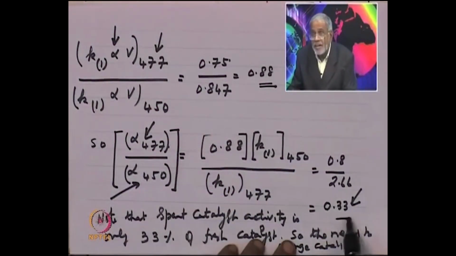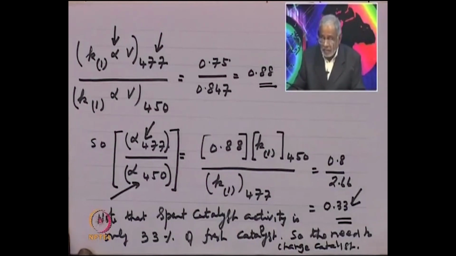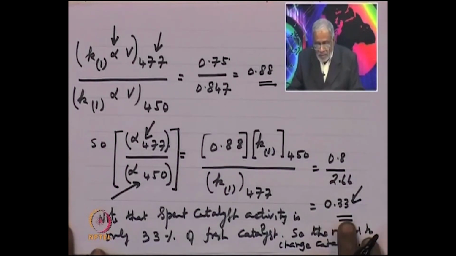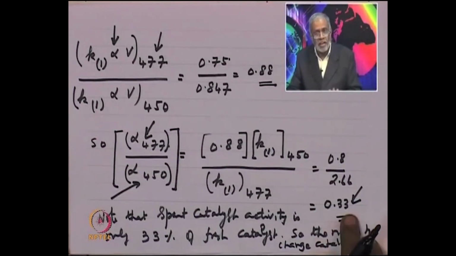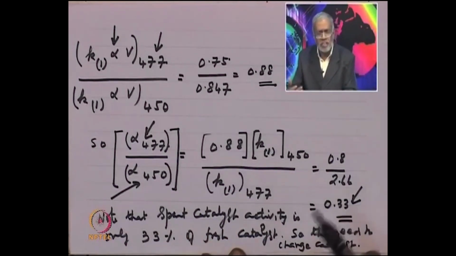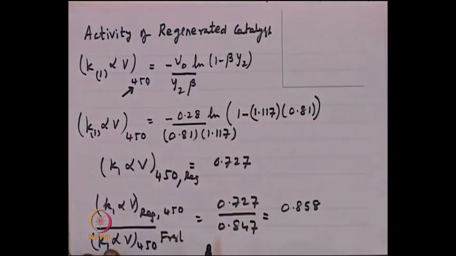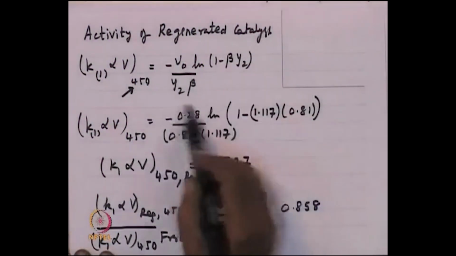So what we find is that the activity of spent catalyst turns out to be 0.33. So what we are saying here is that spent catalyst with respect to fresh catalyst is quite inactive, and that is the reason why we are looking at a way of regenerating the catalyst. Let us go forward and look at the activity of regenerated catalyst. Now, the regenerated catalyst data is given at 450. Okay. On the right hand side all the data is given.